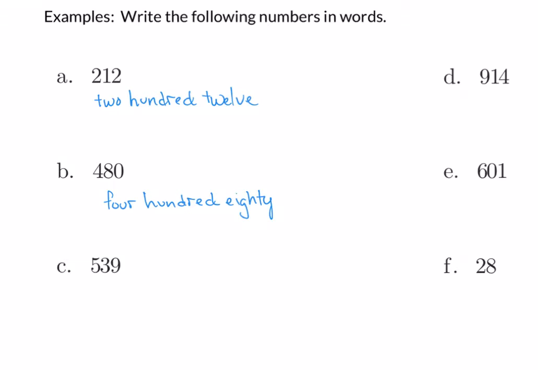All right, for example C, we have a 5 in the left column, so that's going to be five hundred. We have a 3 in the middle column, so that's going to be thirty. And technically we should hyphenate, and then we have a 9 in the right column, so we get five hundred thirty-nine.